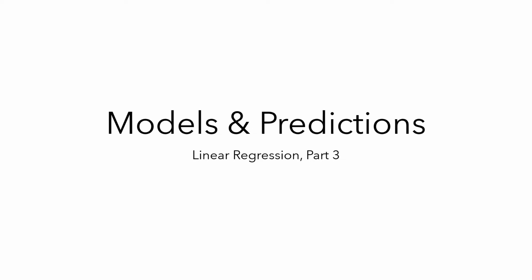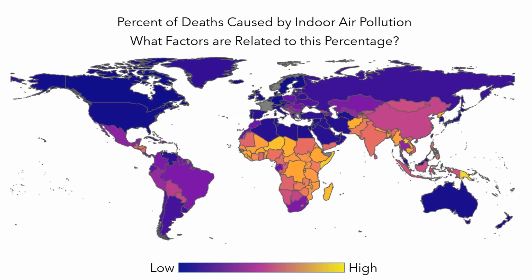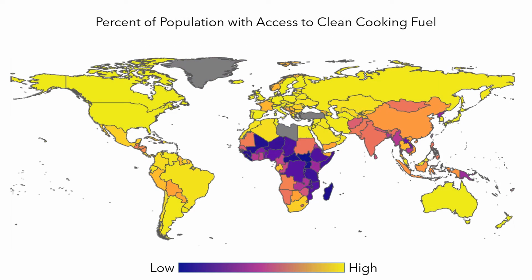In this video, we'll look at a technique to create a linear model for a relationship between two quantitative variables, and use this model to make predictions about the values of the variables. In previous videos, we considered the percent of deaths in each country that are caused by indoor air pollution, and explored some variables that could be related to this percentage. We focused at first on the percent of the population of each country with access to clean cooking fuel.